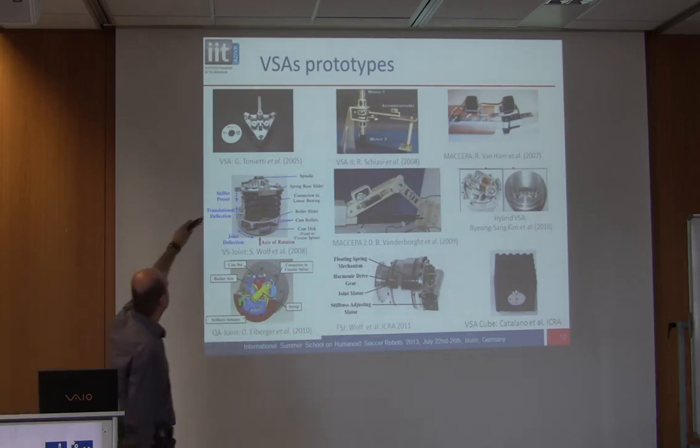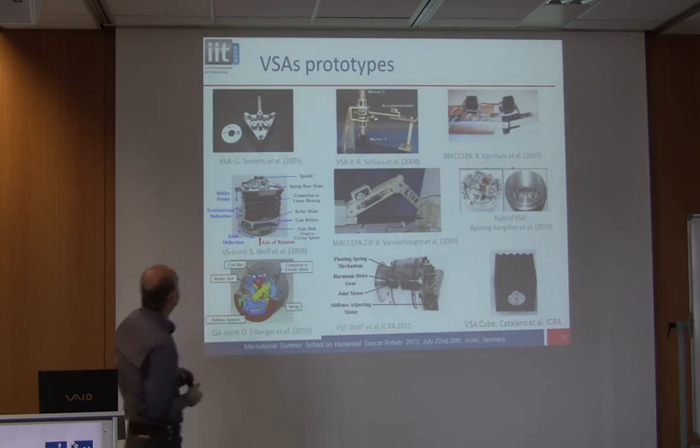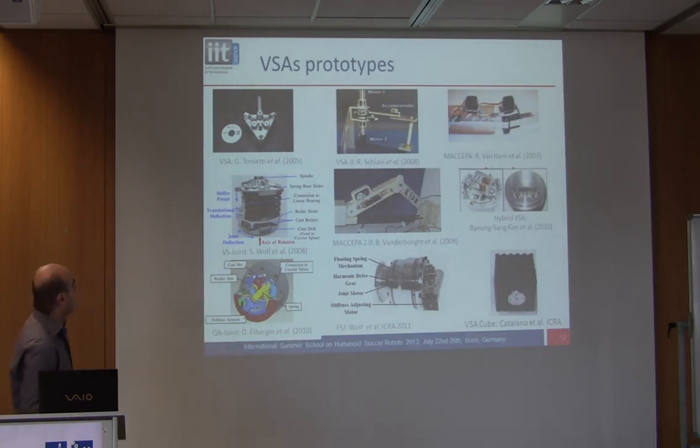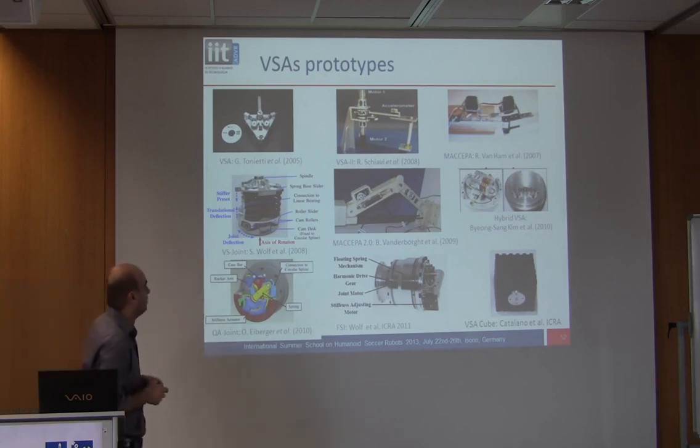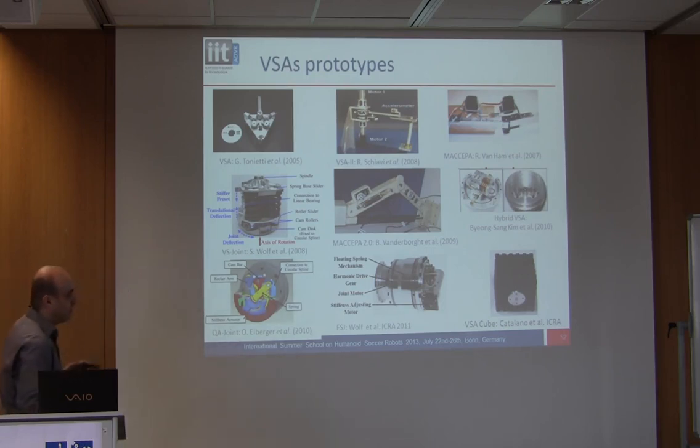Here you can see some of the prototypes. Probably the earliest one is this one here that was developed at the University of Pisa. It's the VSA-1 system, variable stiffness actuator system. Then they have other systems developed there. They are based on different bridges. We'll go through and see a classification of the type of actuators and how they can be implemented.